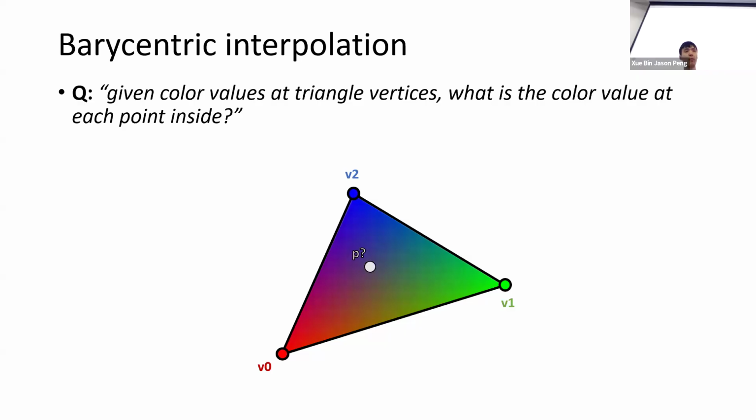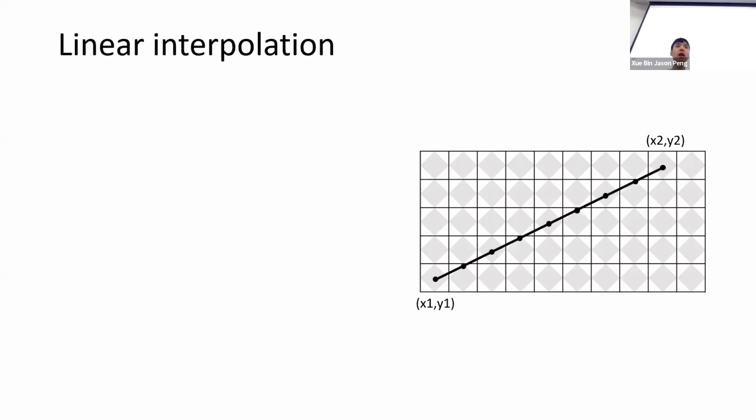To see how barycentric interpolation works, it's helpful to look at a slightly simpler case. So let's take a look at how we interpolate colors on a line. Let's say we have this line that we've rasterized onto our grid of pixels. And we're going to define different colors on the vertices of this line. So let's say the starting point at V1 will be red, and then the end point at V2 will be blue.